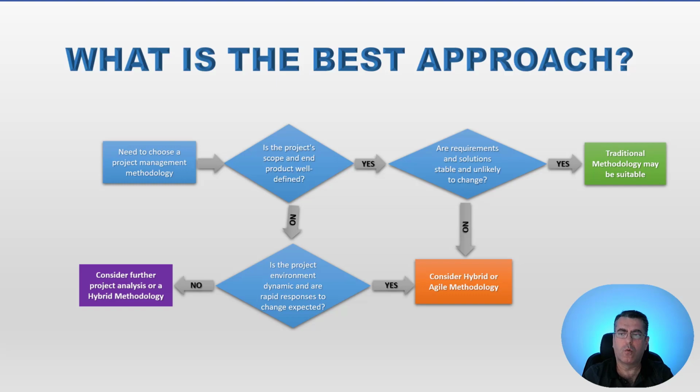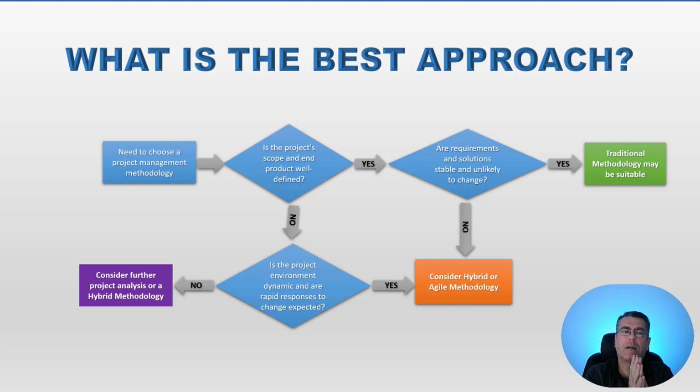If you really know what your product, your final product, the scope of your project is, if you know it clearly, then you go to the second question. If it's not clear, your final product, then you're gonna go to different questions. So assuming that your final scope, your final product, is well defined, you need to ask if the requirements and solutions are stable and unlikely to change.